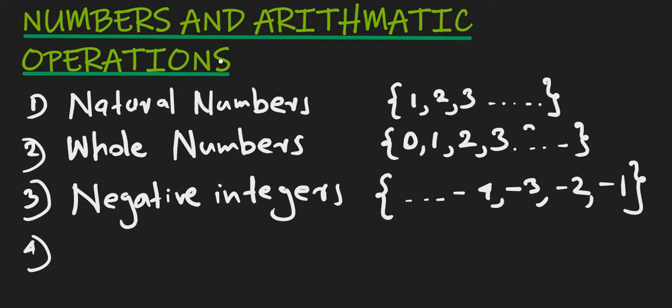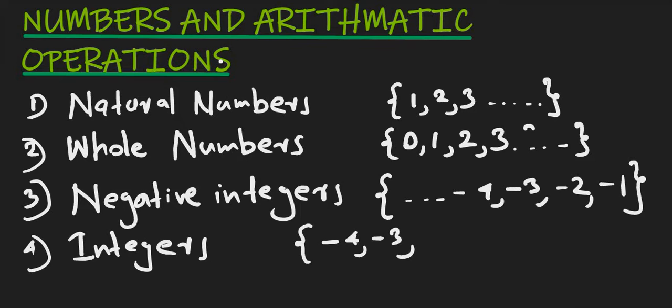So what are integers? Integers are actually the combination of these sets together, where we obtain the set of integers, that is -4, -3, -2, -1, 0, 1, 2, 3. Now all these sets, natural numbers, whole numbers and negative integers, are included in integers.